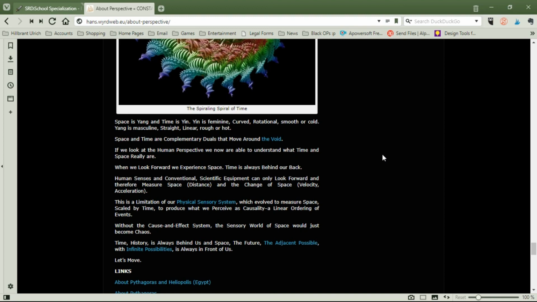Without the cause and effect system, the sensory world of space would just become chaos. Cause and effect, that's the observer system. Time, history, is always behind us, and space, the future, the adjacent possible with infinite possibility, is always in front of us.